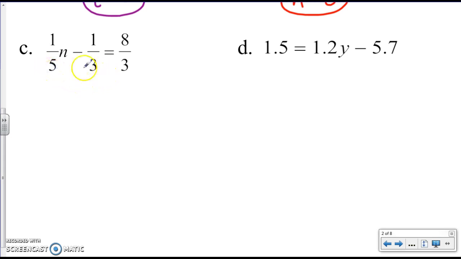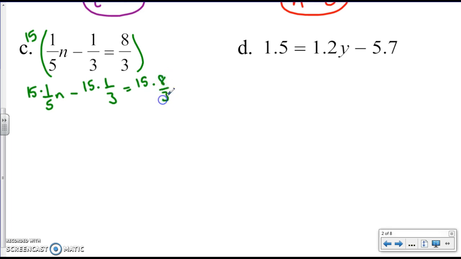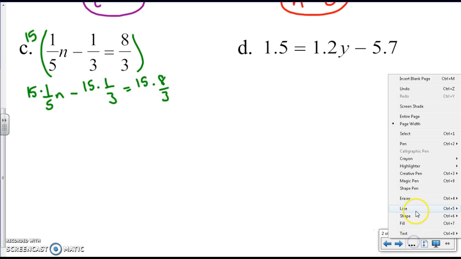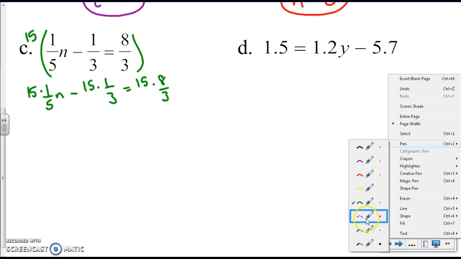What do 5 and 3 both go into? And they both go into 15. So I'm going to multiply everything in this equation by 15. This is what it looks like. So 15 times 1 over 5n minus 15 times 1 over 3 equals 15 times 8 over 3. Okay, whenever I have fractions, I like to simplify, and I showed that in my last video.